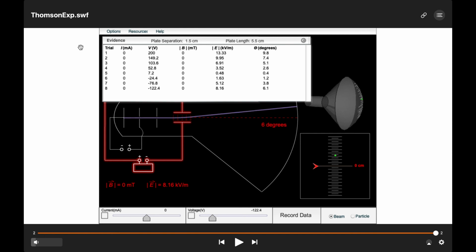So here are some values that I've collected. You can go ahead and pause the video and write these down for your 8 trials for part 2 of the lab.